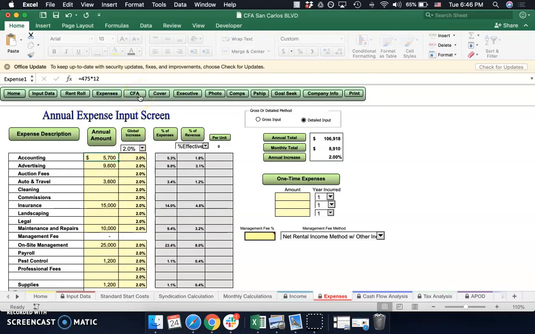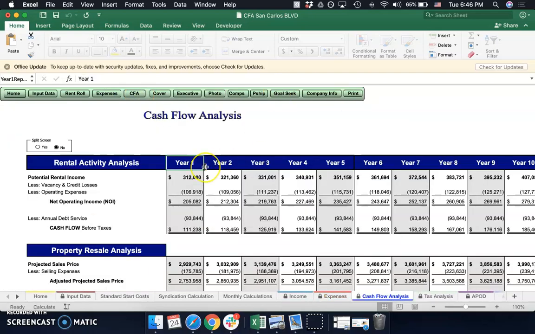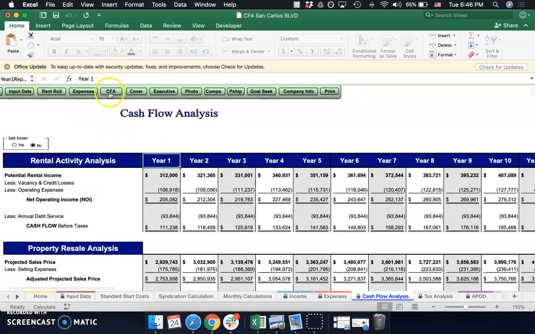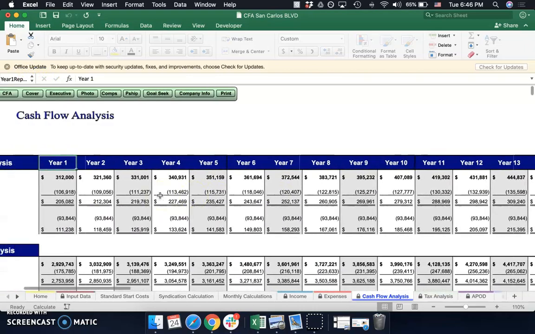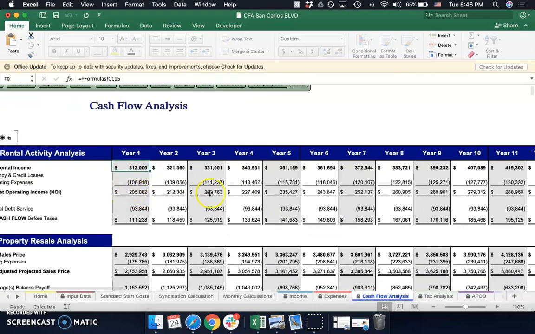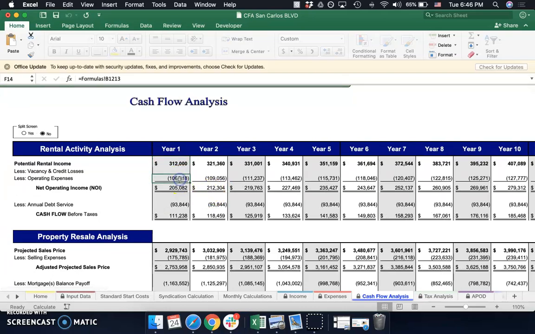We come here to this tab, which is amazing, Cashflow Analyzer. So what this does is it's going to bring in all of our different information throughout the first three tabs, and it's going to put it in. So it's got our income at $312,000, our expenses at $106,000, and then it gives us our NOI.